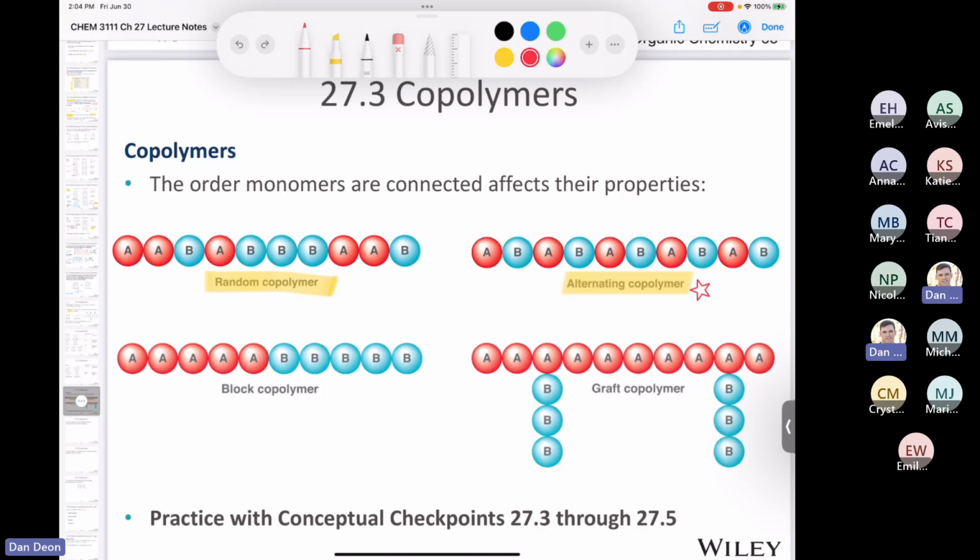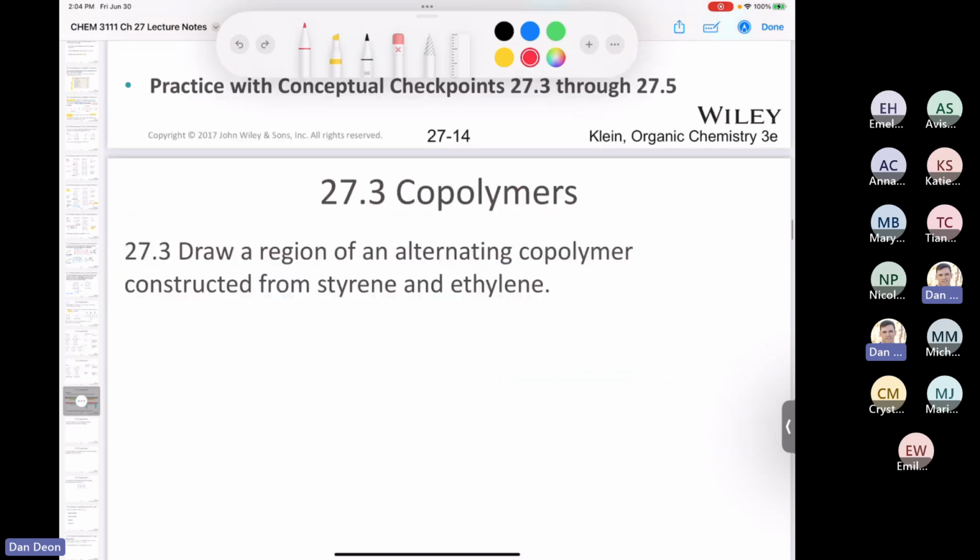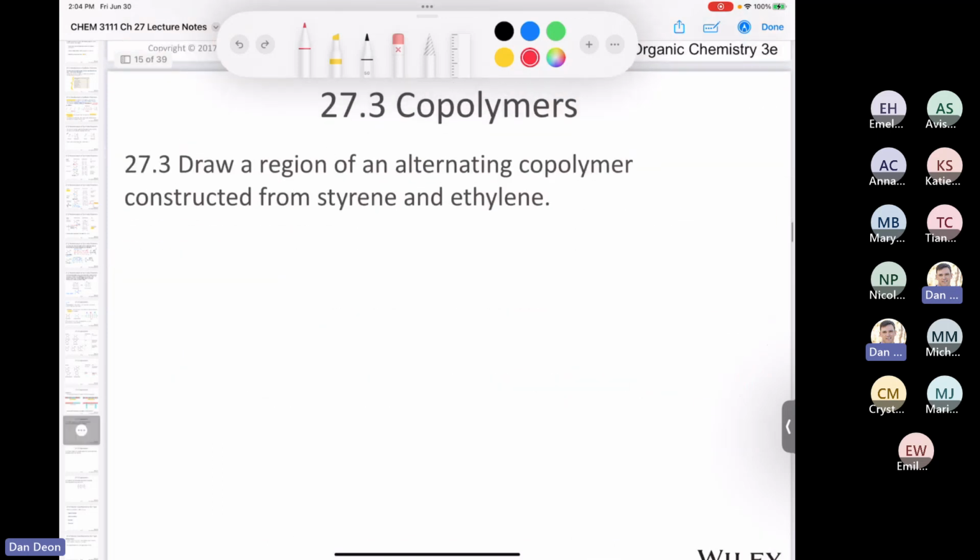All right, so if you're wondering what kind of questions I would ask you about copolymers, let me show you. Let's take a look at a couple of examples here. The first one says, draw a region of an alternating copolymer constructed from styrene. So we already looked at styrene. Maybe I could color code this. So here's styrene and ethylene, like this.